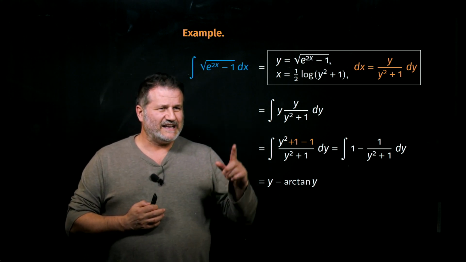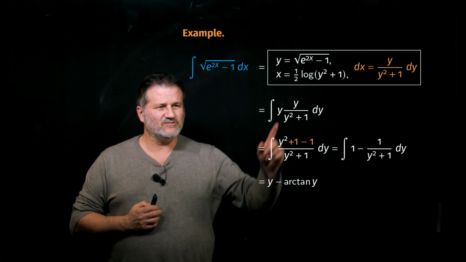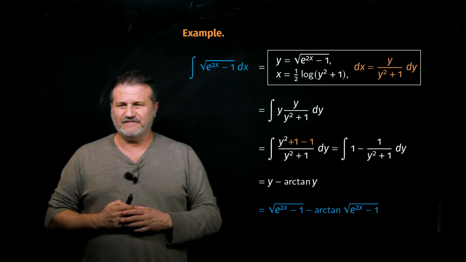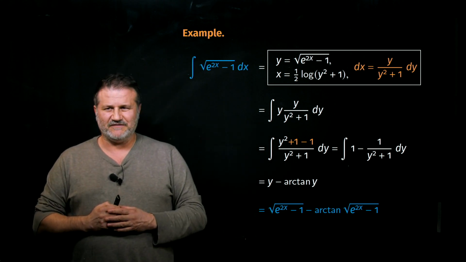We have to go back now to x. Just remember that y is root of e to 2x minus 1. So this yields the final result for the primitive.